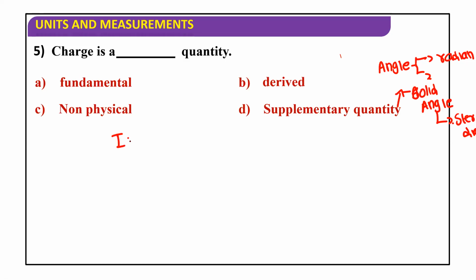I'll give you a hint. I is equal to Q by T. So Q is charge. It depends upon current and time. So the equation can be rewritten as Q is equal to I multiplied by T. Here I is a fundamental quantity and T is a fundamental quantity. Hence, Q is, sorry, Q is a derived quantity, right? So that is the correct answer. It's a derived quantity.